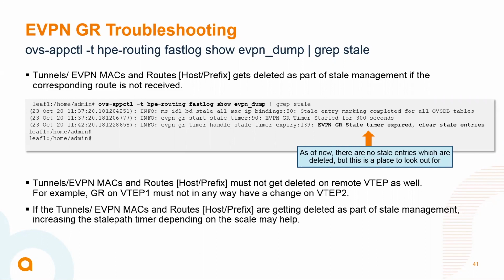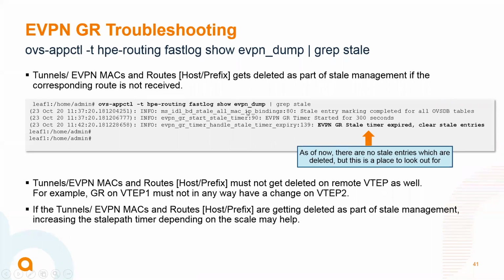And then it starts, it updates. But if it has not received any route updates for that stale path timer, it would delete all those. It would handle stale path management. As part of our show log, fast log, we show the EVPN dump with stale path management, how it is done.